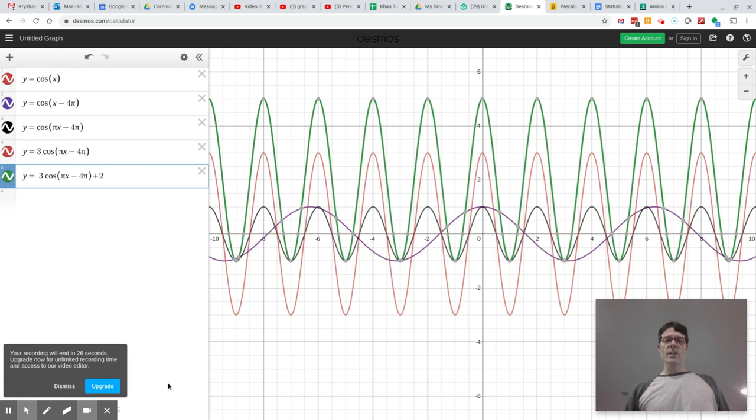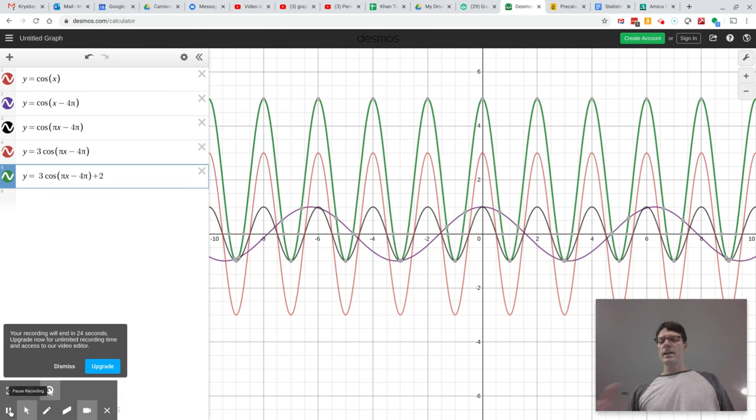So I hope that helps a little bit on this. Desmos is tremendously helpful at making sense of these graph shifts, especially if you apply them one by one. You can really see what each one does.